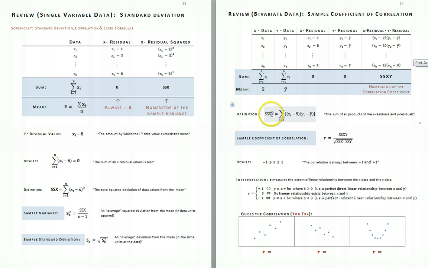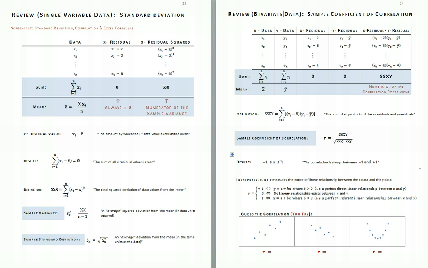Here's another way of saying SSXY. Here are the products of the x residuals times the y residuals, and here we're summing from the first data value to the nth data value. The sample coefficient of correlation is defined as SSXY divided by the square root of SSX times SSY. You may recall the correlation is always between -1 and +1.